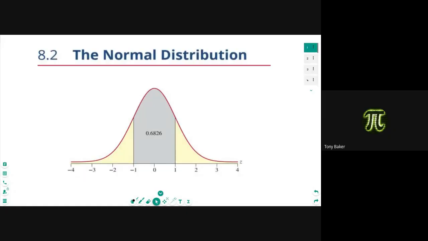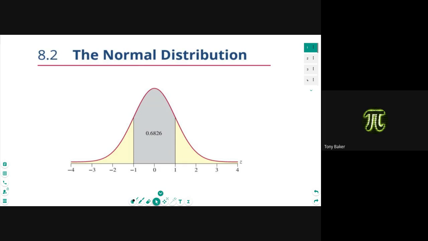All right. So this week we're going to look at Chapter 8. The test is next Thursday. Remember, right? Normally it's on 6, 7, and 8. So we're going to look at the normal distribution curve.